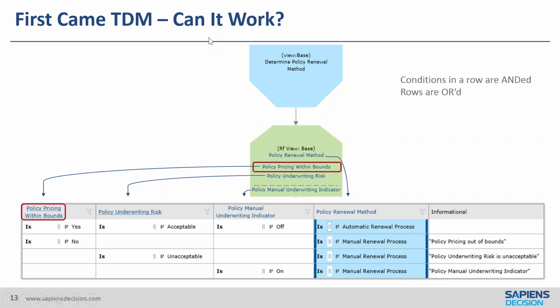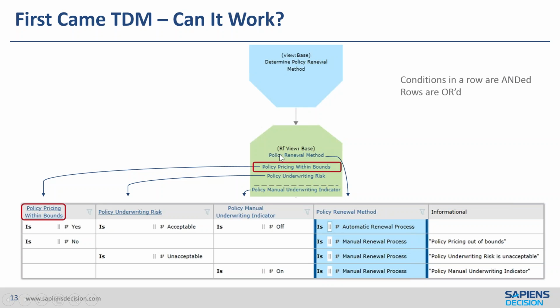And so if we look at the green tablet shape, the policy renewal method at the top of that shape is nothing more than the conclusion column heading, and the other three are exactly the three conditions. But if we're just looking at the diagram with the tablet, we don't actually know what the logic is. We don't know what we're testing, the values we're testing for. We only know the things that are important to us. Apparently, the policy pricing is important, the risk is important, and an underwriting indicator is important. But we don't know what their values are or what we're testing for. We have to look at the table itself.